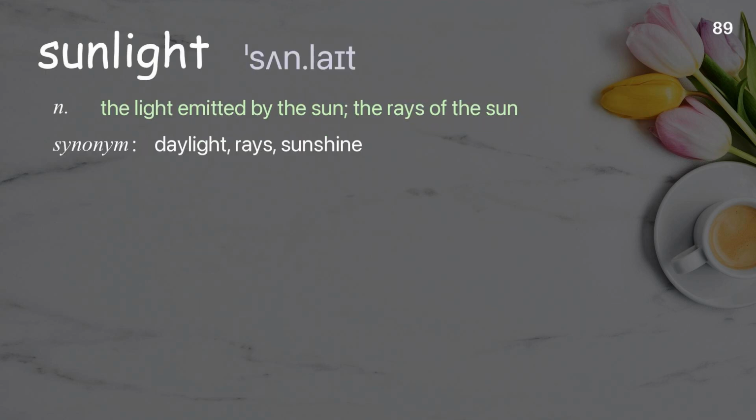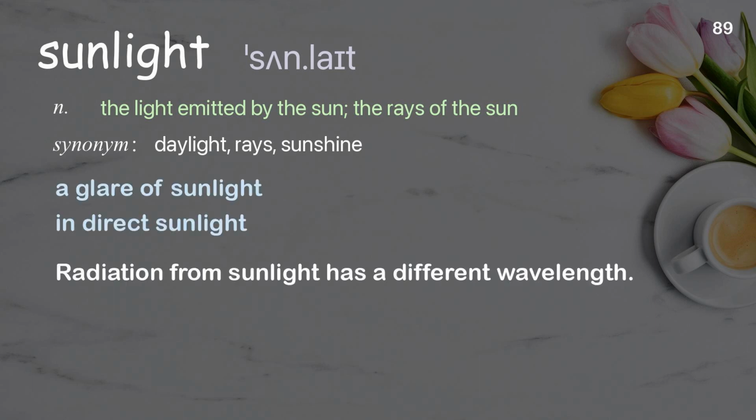Sunlight: The light emitted by the sun, the rays of the sun. Examples: A glare of sunlight. Indirect sunlight. Radiation from sunlight has a different wavelength.